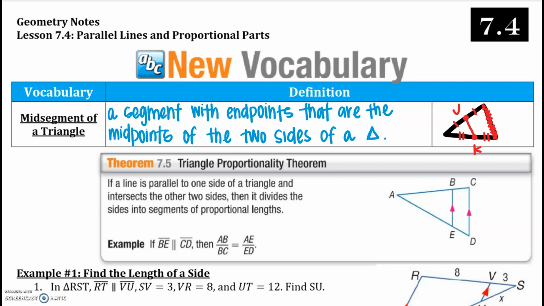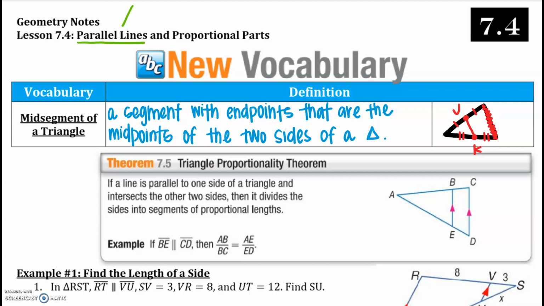Hey there, welcome to Chapter 7, where we are talking about similarities. We're using a lot of proportions to know that sides are similar or shapes are similar, sides are proportional, and the same thing goes for Lesson 7.4. So in 7.4, we're going to talk about parallel lines.